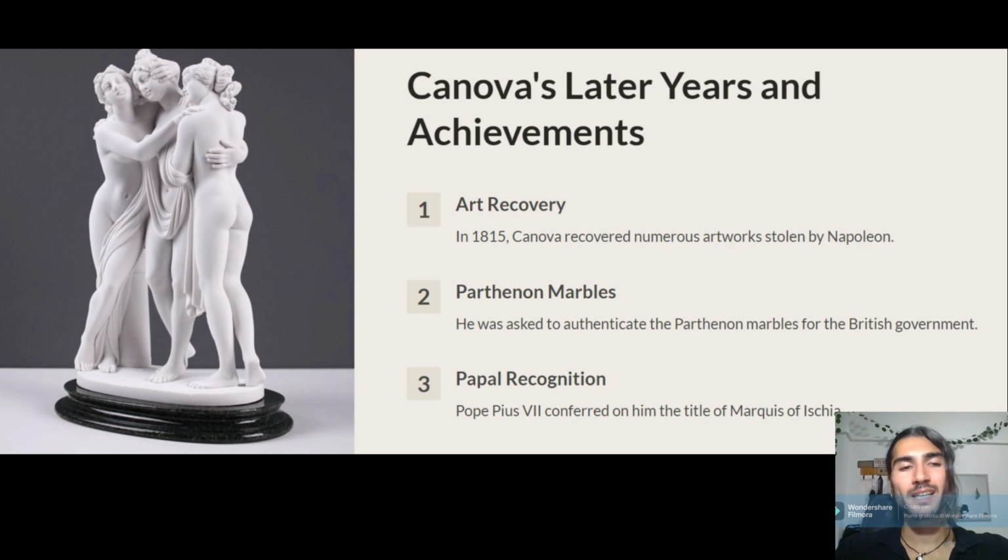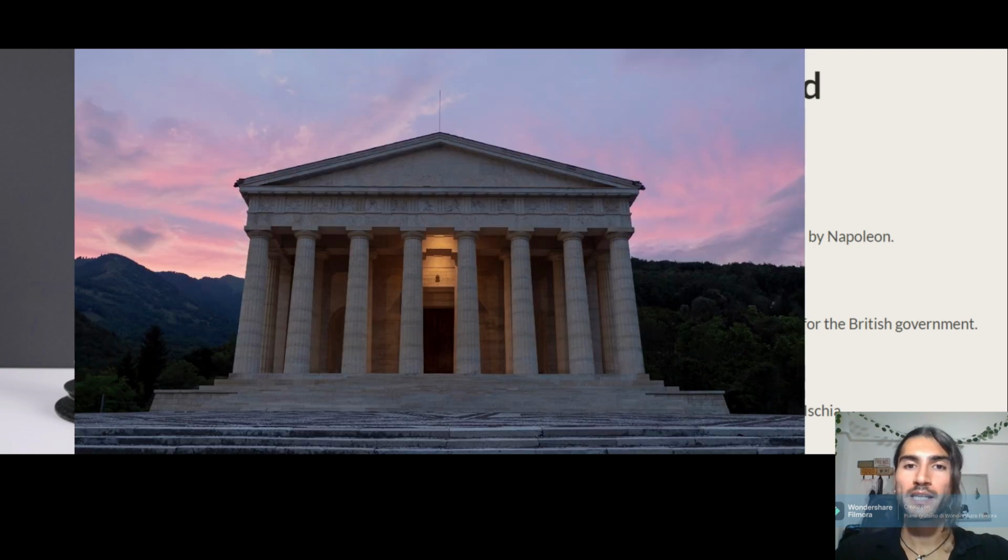Canova died in 1822, leaving behind a legacy as one of the greatest sculptors of his time. His body is buried now in his hometown in Possagno, in a neoclassical temple that he designed himself.